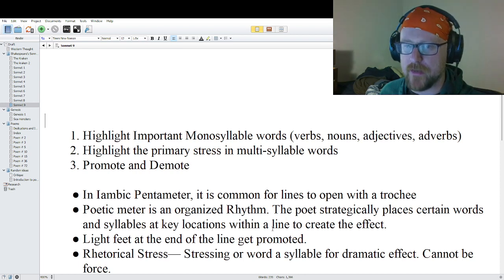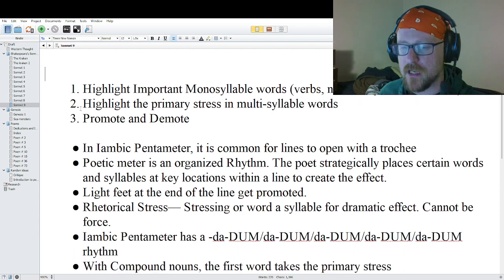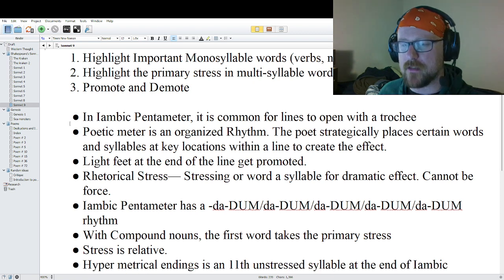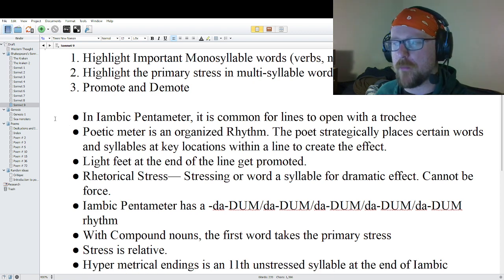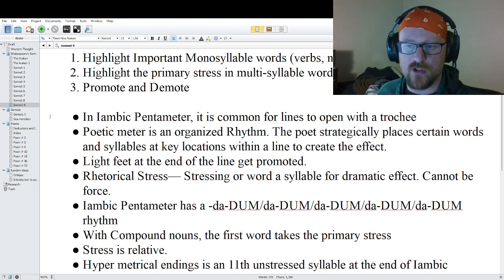And right now we are doing a series looking at the poetic meter of William Shakespeare's sonnets. If you do not know what poetic meter is, poetic meter is an organized rhythm. The poet strategically places certain words and syllables at key locations within a line to create a rhythmic effect.